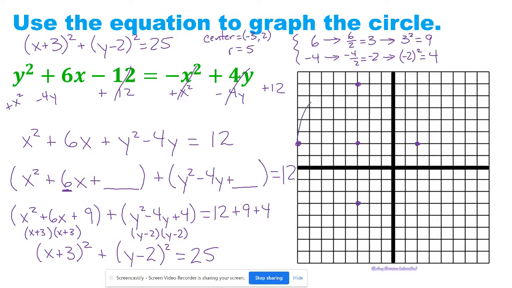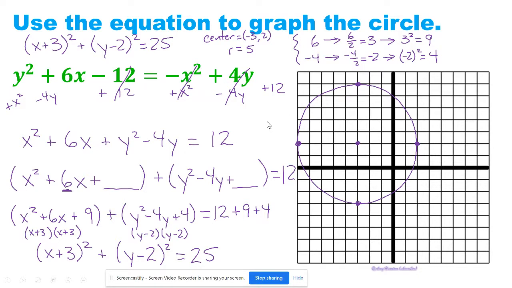And make my circle. I'm getting a little better at that. That one's not too bad. All right, so there you go. That's called completing the square, and that's a technique we have to get something into the correct format so we can use it to graph.